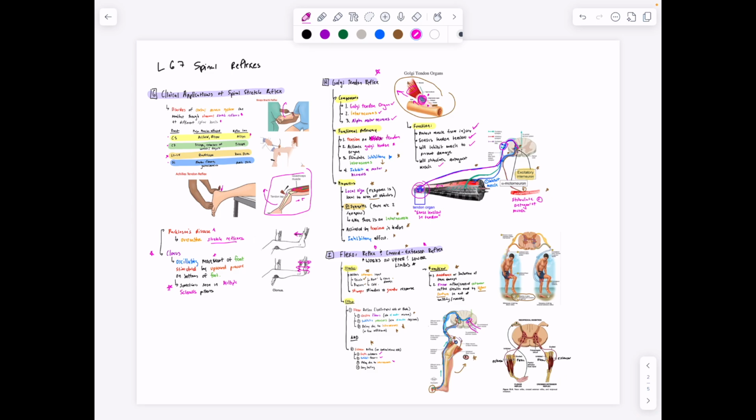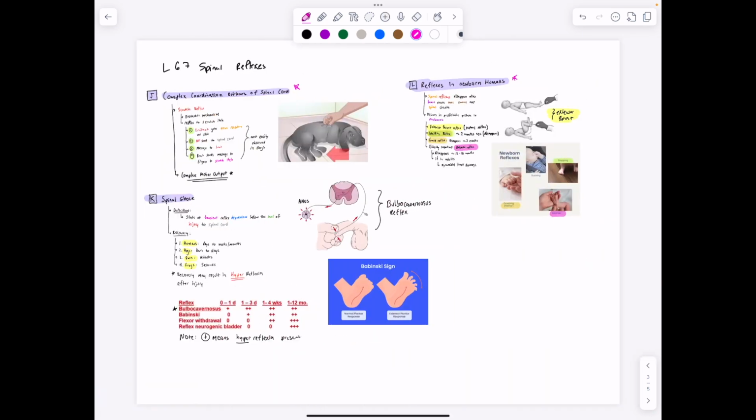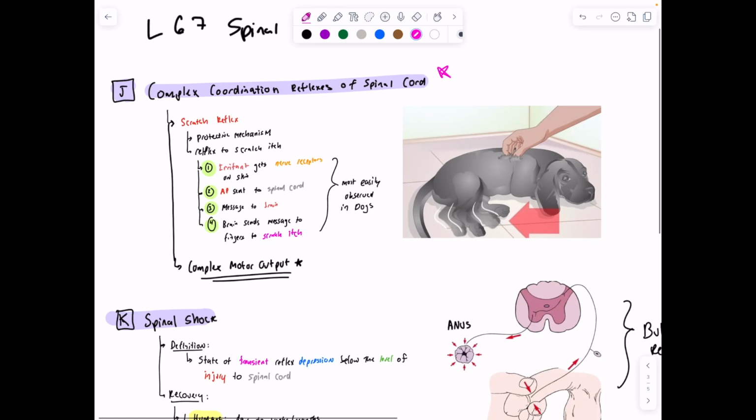Flexor reflex is the first one, and you're going to stimulate your flexors, inhibit your extensors, pull your limb away from the damage, and then crossed extensor reflex, you're going to go ahead and extend your contralateral limb. All right, so then we're almost done. We have complex coordination reflexes of the spinal cord.